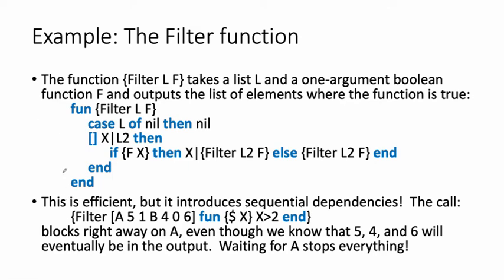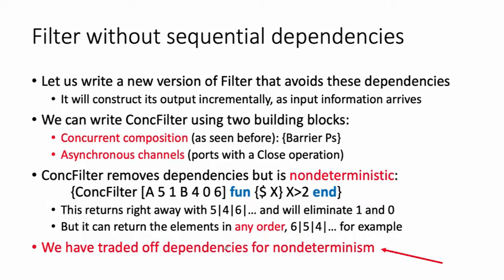Okay, so waiting for A stops everything. So we want to get rid of that problem. So we want to write a new version of filter that doesn't have this problem. I will call it ConcFilter, concurrent filter. We will build a new version of filter, and we'll use 2 building blocks.